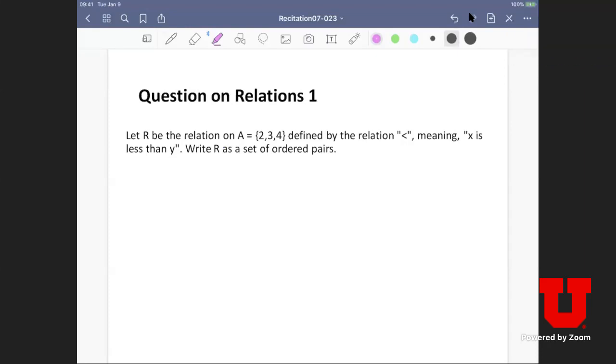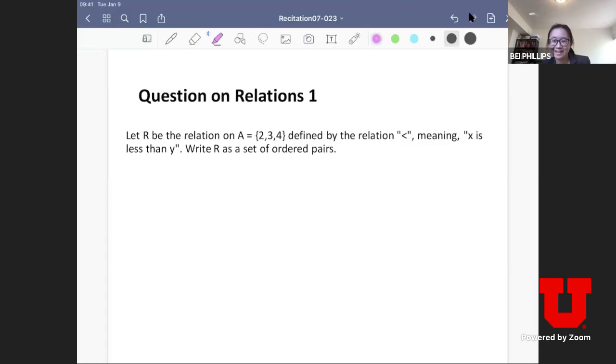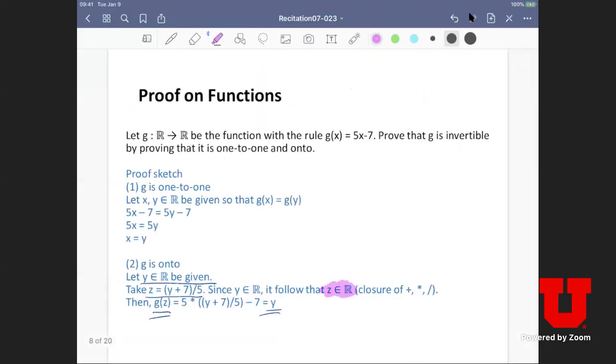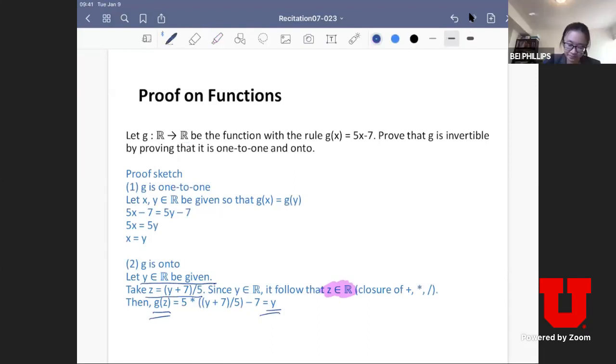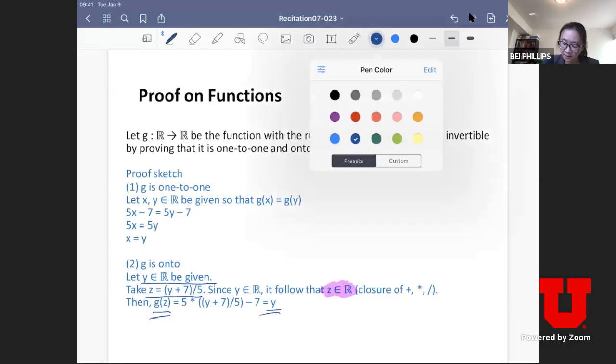I have a question, sorry. Yes, go ahead. I can't type fast enough. Okay. Just in the problem, do you get z equals the quantity of y plus 7 divided by 5? You get that by solving for, I guess, x? Yep, exactly. With the formula?